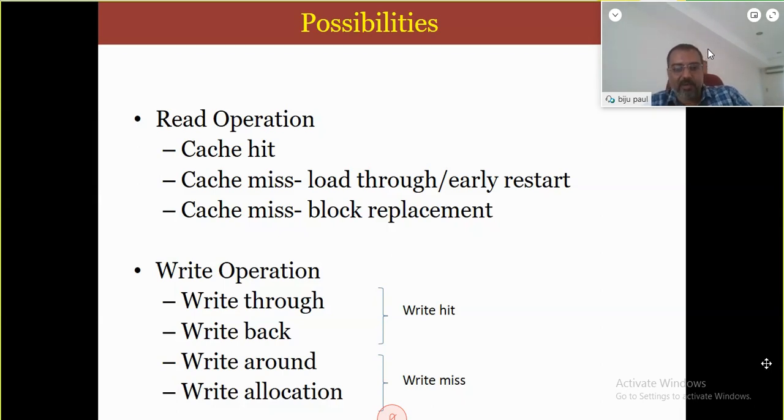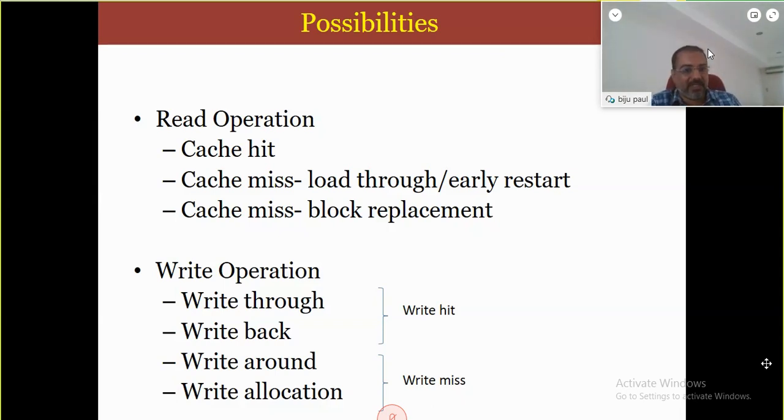Correct? In the second method, write allocation, the processor modified some portion. It has to be updated to the main memory, so it checks in the cache memory. It is not there in the cache memory. In write allocation method, that particular block will be loaded from the main memory to the cache memory, and the cache memory will be updated and it will be there in the cache memory. The main memory will be updated when that particular block is getting removed from the cache memory. Okay, so let's move on to the next slide.